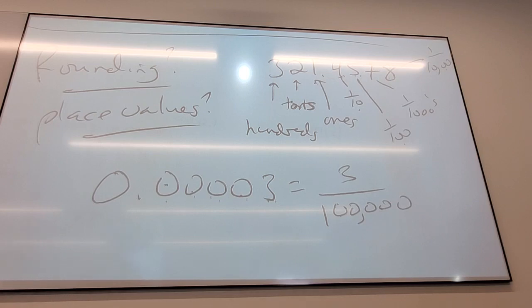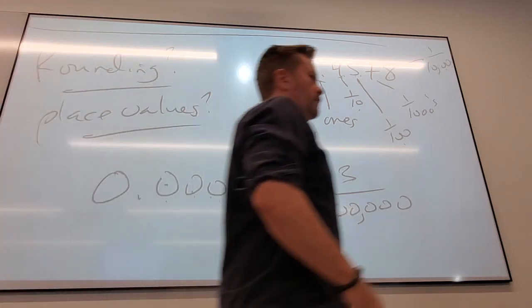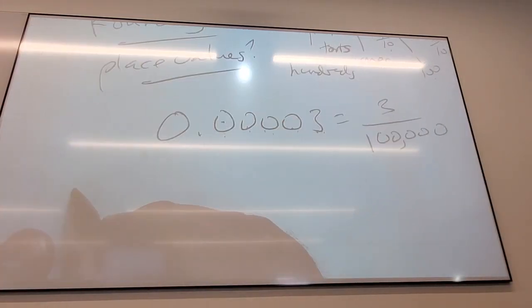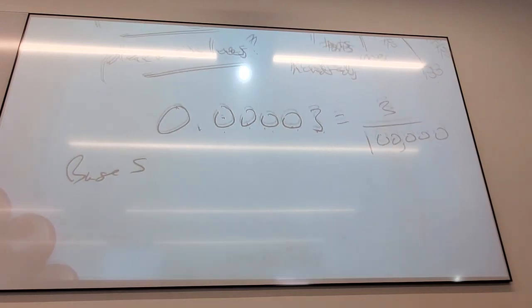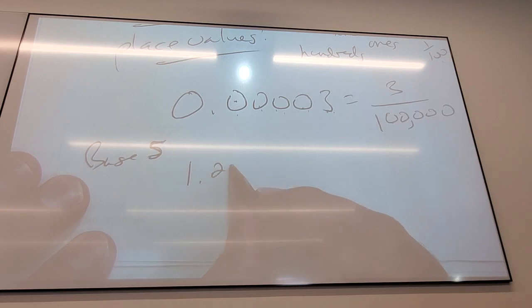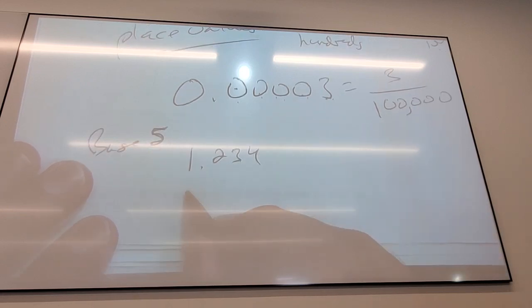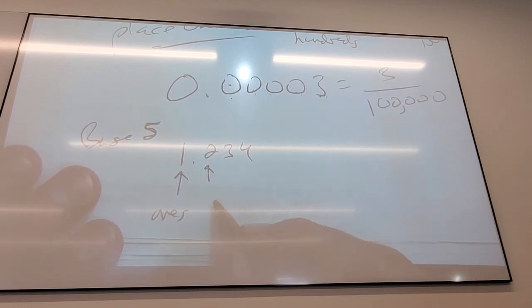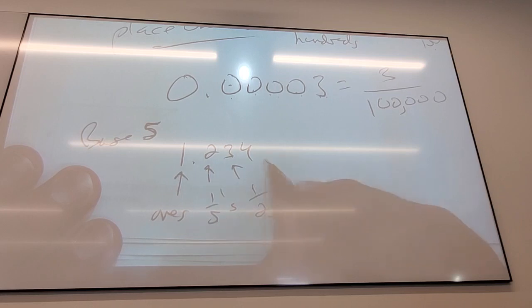So just to push my luck for a second, this is not a big deal. It's only going to show up on a bonus maybe. But if I had base 5, what would this be? This is the ones place. What place would this be? That would be the 5s place. The 25s place. The 125s place.